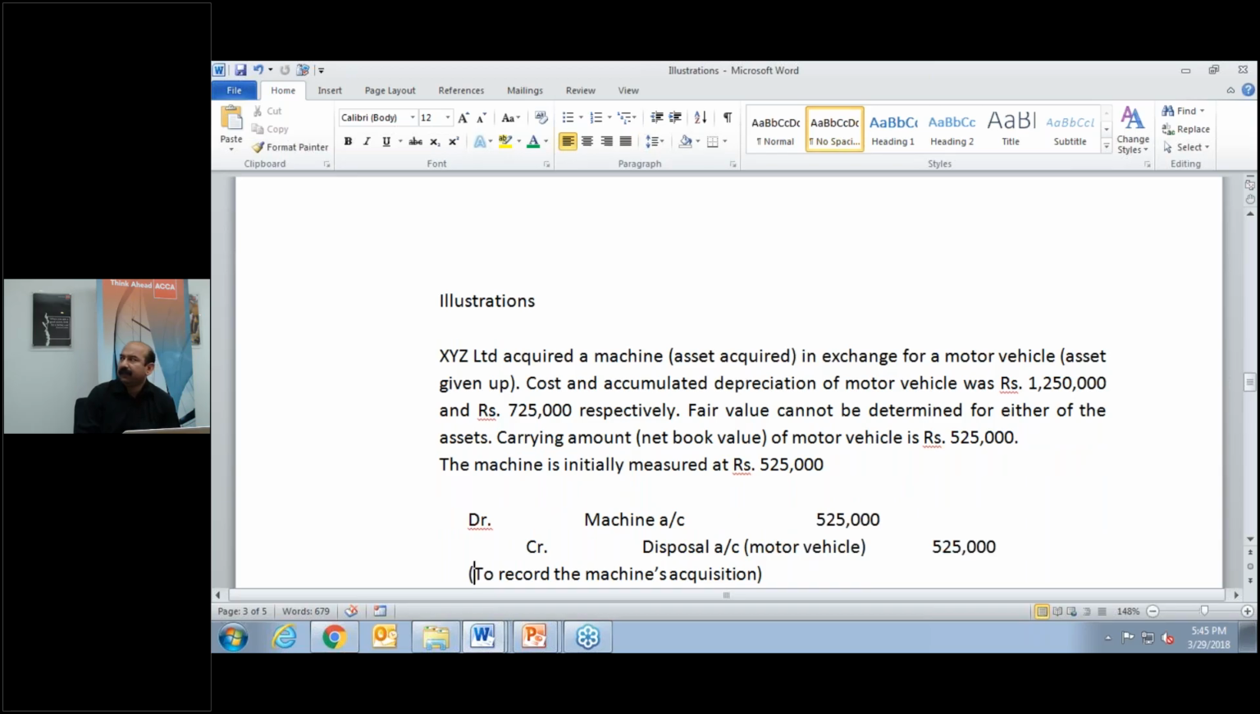This is the example where fair value cannot be determined for both assets, or there is lack of commercial substance. You can say that it's a similar asset as per the old guideline. Here we are assuming, though the illustration is not for a similar asset, that you do not have fair values of both assets which were exchanged. Simply record the asset acquired at the carrying value of the asset given up.